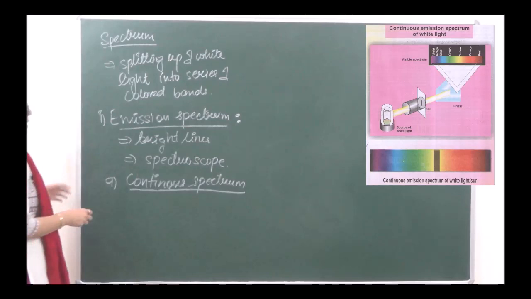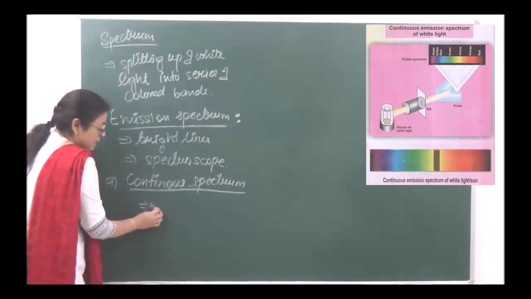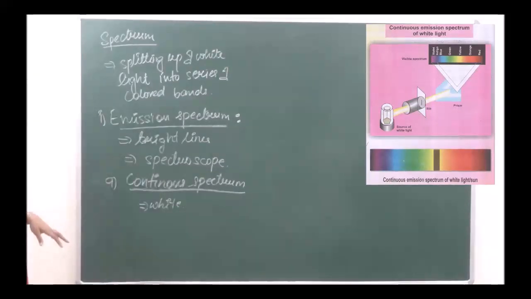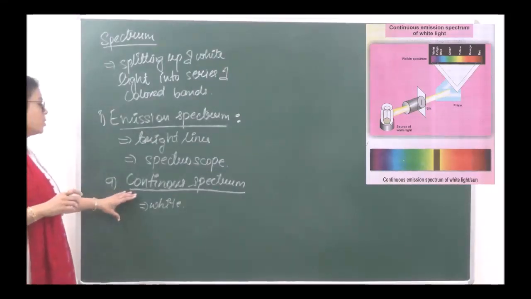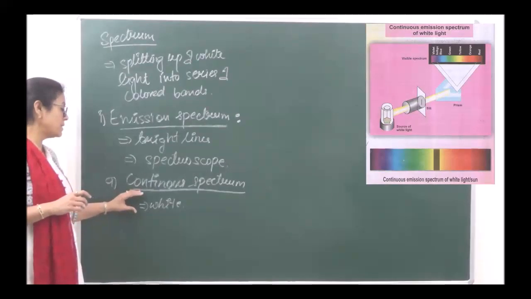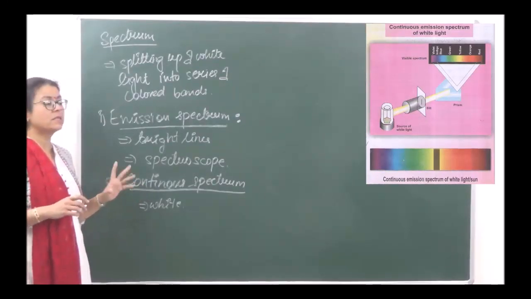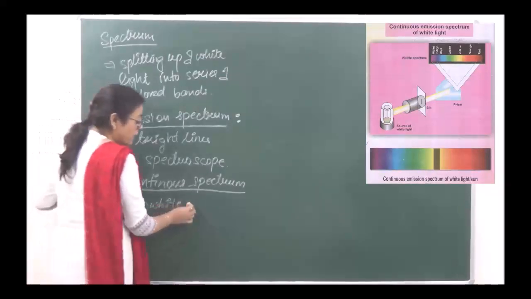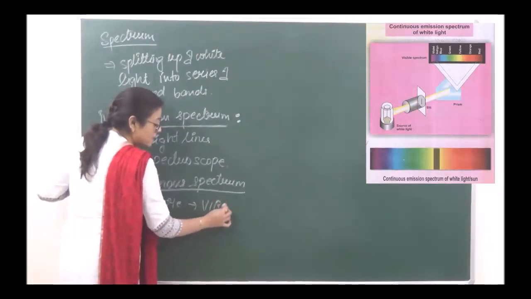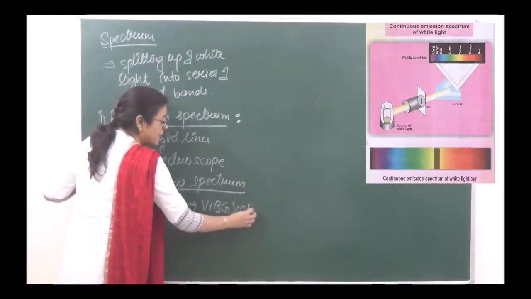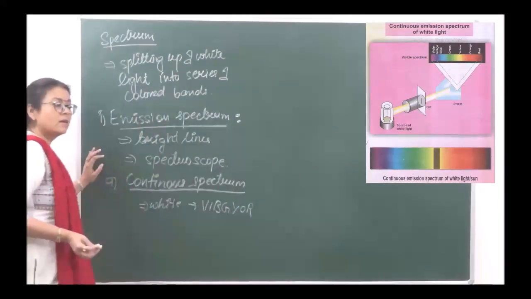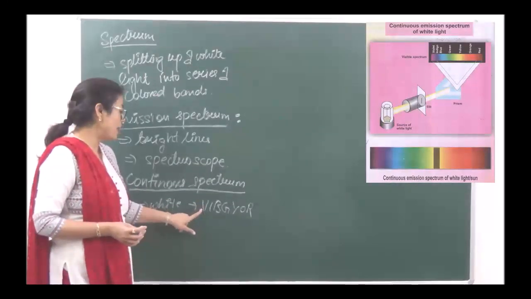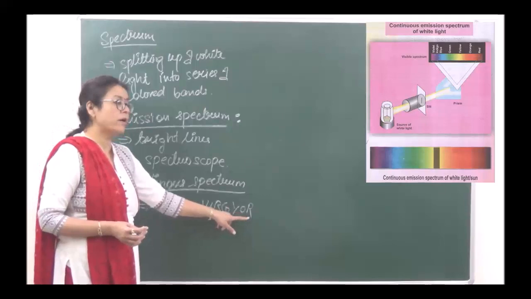Over here, we are going to take a source of white light. In a continuous spectrum, when this white light is passed through a prism, it is going to give us the colors of the rainbow. That is, we get a spectrum with all seven colors of the rainbow. Okay? So, violet, indigo, blue, green, yellow, orange and red.